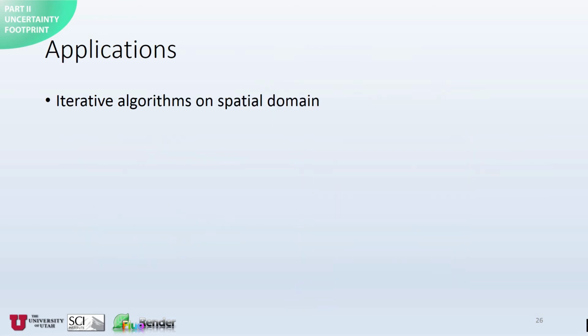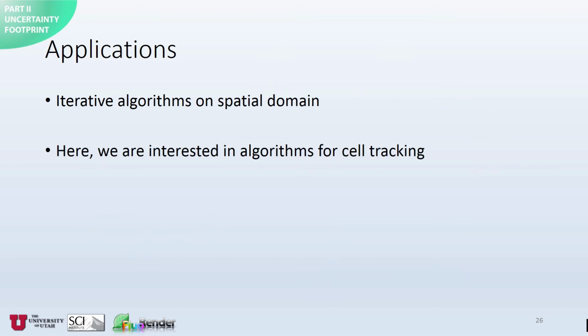We think that the uncertainty footprint is a generally applicable method. It can be used to study the behavior of iterative algorithms on spatial domains. Since we designed the uncertainty footprint for cell tracking, we will focus on its applications to cell tracking next.